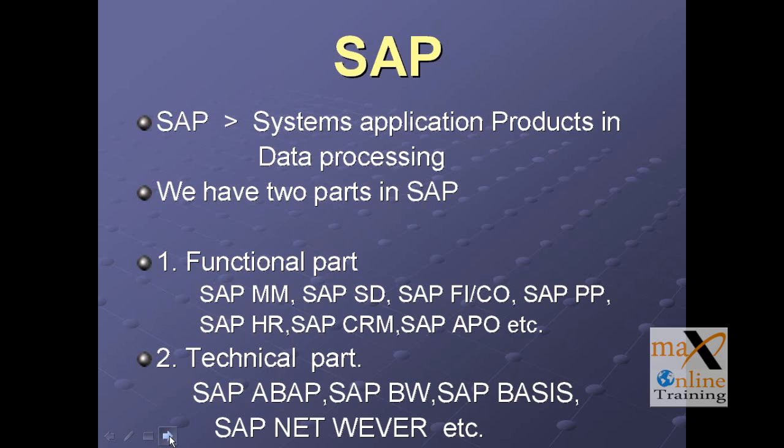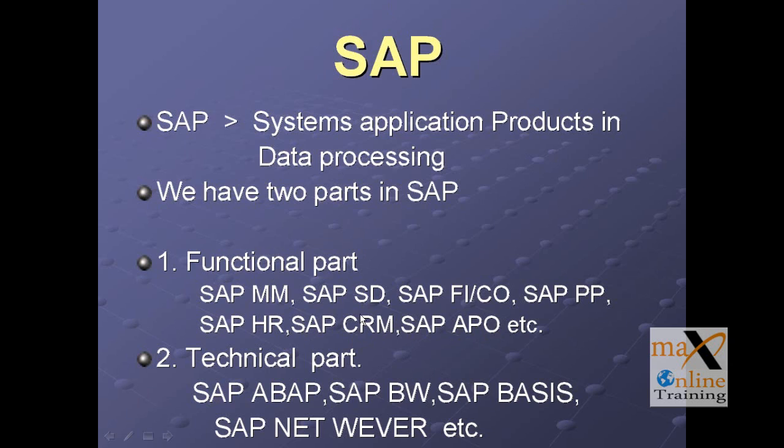Okay, this is about functional and technical. What is APO? Which type of thing does APO handle? It is a subpart of CRM actually. Not a subpart of CRM. It's Advanced Planner and Optimizer actually. Separate modules are there, separate integration techniques are there in this.